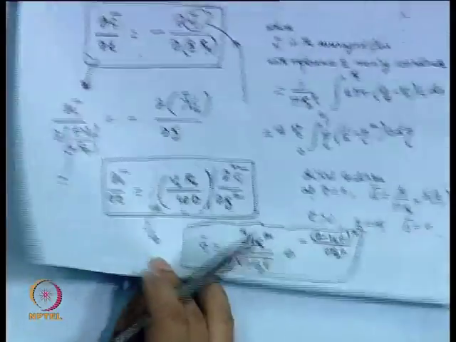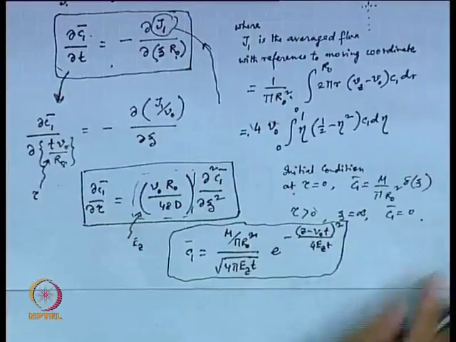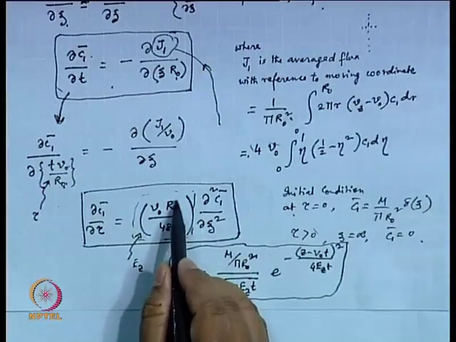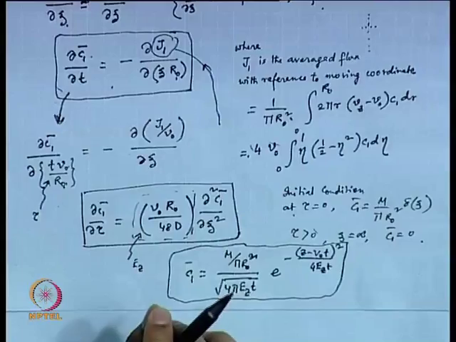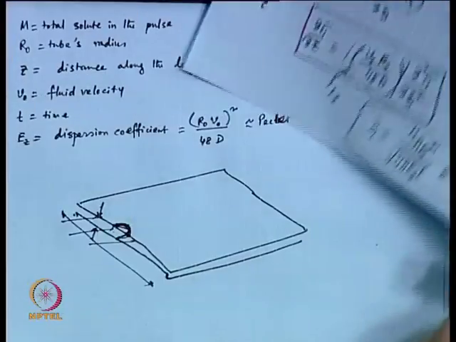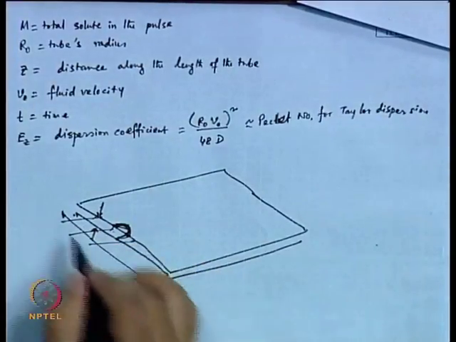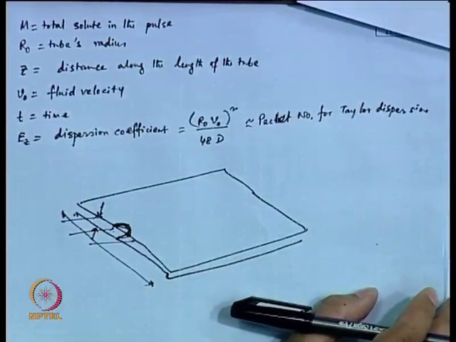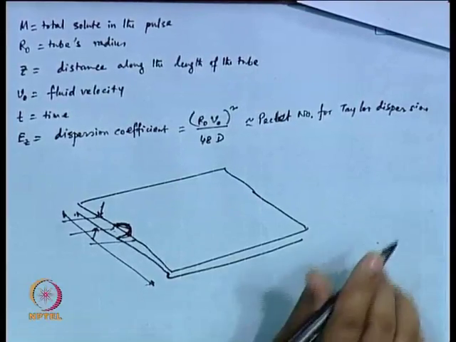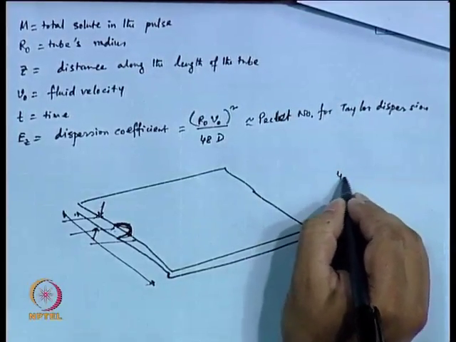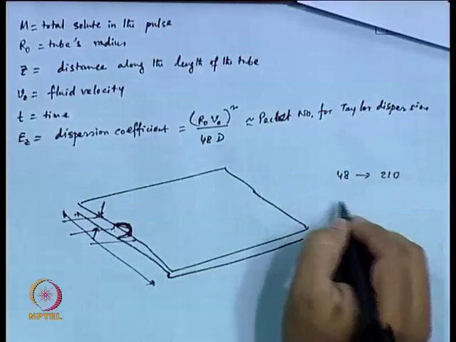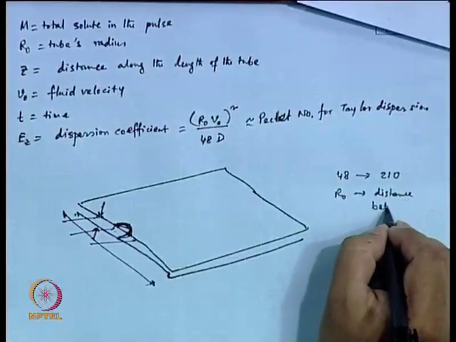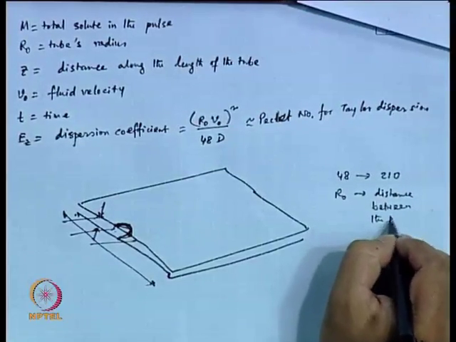If somebody is working with a non-circular one, then instead of R 0, you will replace it by the distance between two parallel plates. Of course, for a non-circular channel there is another dimension, but that dimension would be inconsequential for this purpose. All right. So you need to be aware that this 48 would be changed to 210 and R naught would be changed to the distance between the parallel plates.